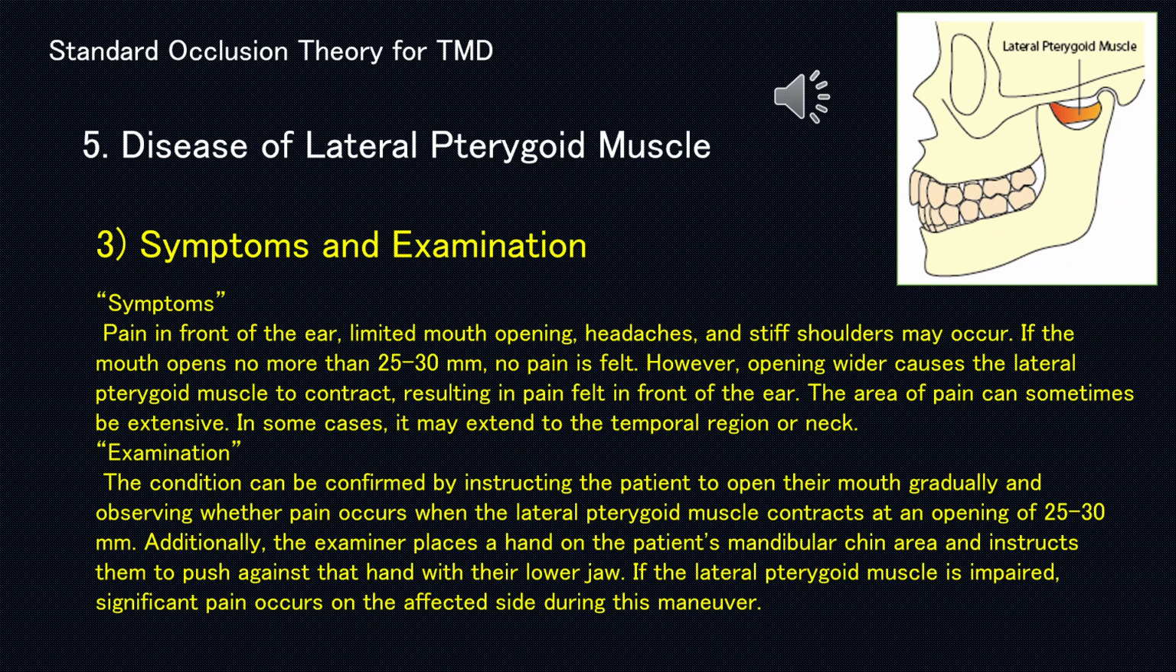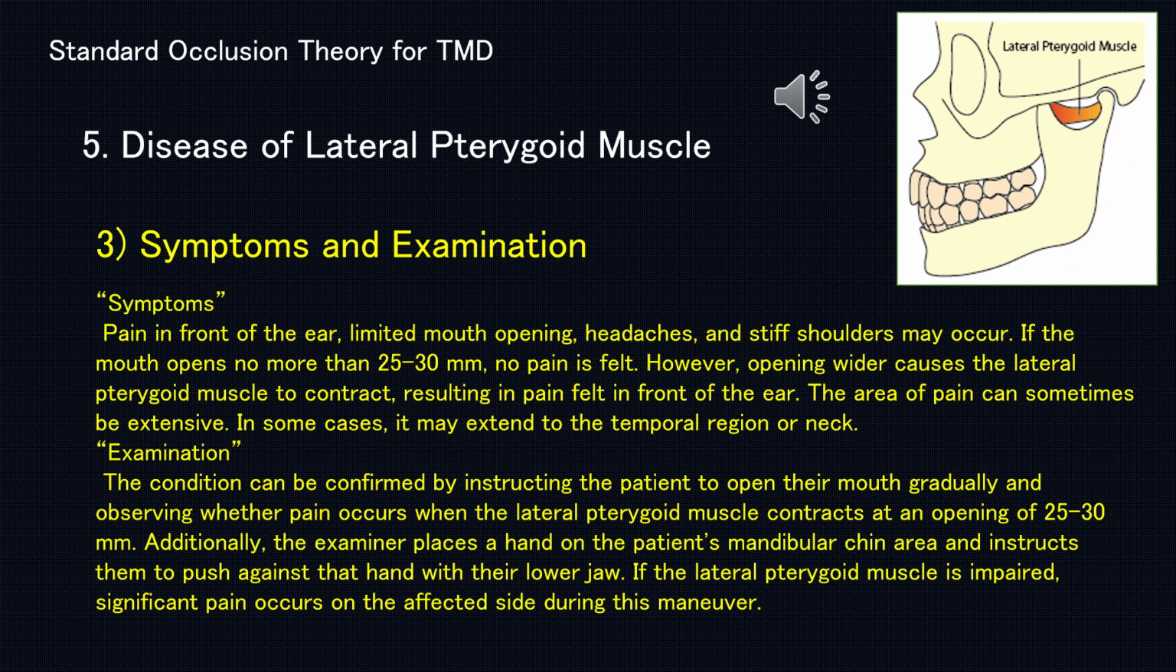3. Symptoms and examination. Symptoms. Pain in front of the ear, limited mouth opening, headaches, and stiff shoulders may occur. If the mouth opens no more than 25 to 30 millimeters, no pain is felt. However, opening wider causes the lateral pterygoid muscle to contract, resulting in pain felt in front of the ear. The area of pain can sometimes be extensive. In some cases, it may extend to the temporal region or neck.